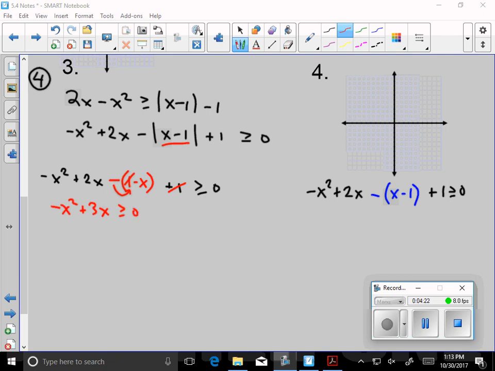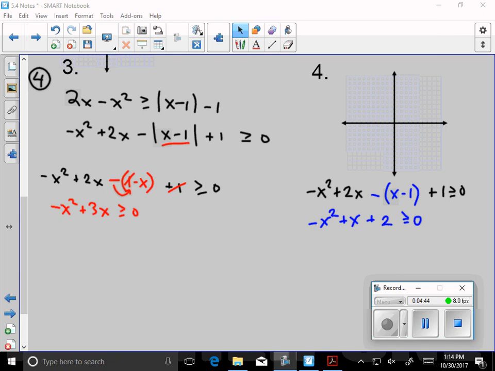Over here, when I simplify, I have a minus x and I have a plus 1. So that would be negative x squared. How many x's would I have? 1x plus 2 greater than or equal to 0.